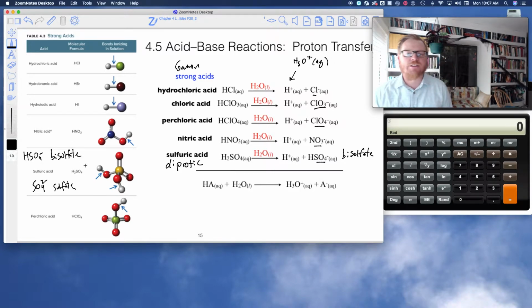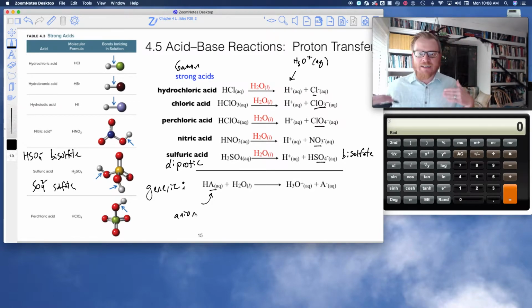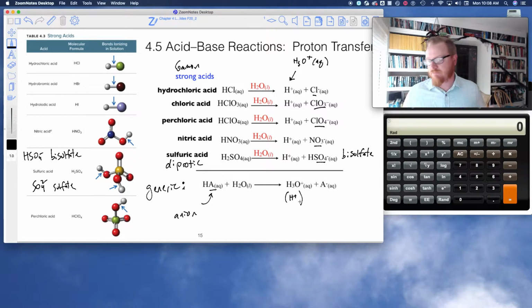Okay? And so really quick, I'll just show you the generic reaction. This is the generic reaction for all of these. And notice it's HA. That A stands for anion. So we can represent any acid reaction as the following. HA plus H2O makes H3O+, I'll put in parentheses H+, and A-, the anion.